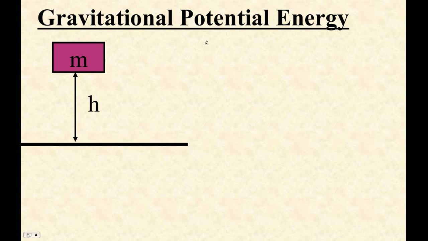Let's talk a little bit about gravitational potential energy. Something has gravitational potential energy when it's some height above a lowest point. So maybe this is the floor, and you've got some mass here that's some height above that. Okay. Now, remember that work, which is force times distance, that's a transfer of energy.